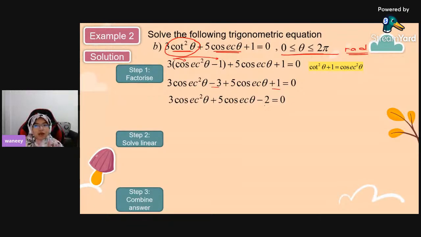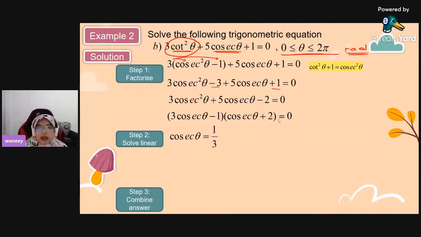Okay, so now this is the first step. You need to factorize them completely. You should have 3 cosecant theta minus 1, cosecant theta plus 2, equal to 0. Okay, so that means you will have two different equations over there. So either cosecant of theta equal to 1 over 3, or cosecant theta equal to negative 2. So you will have two things.